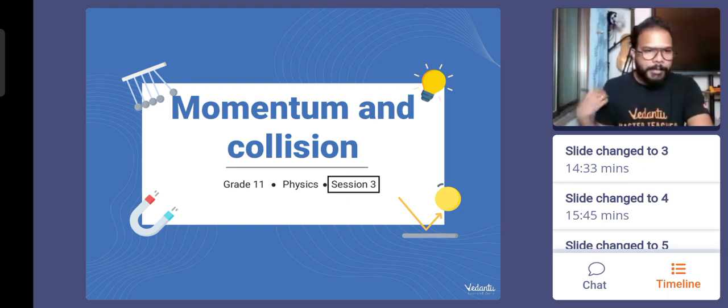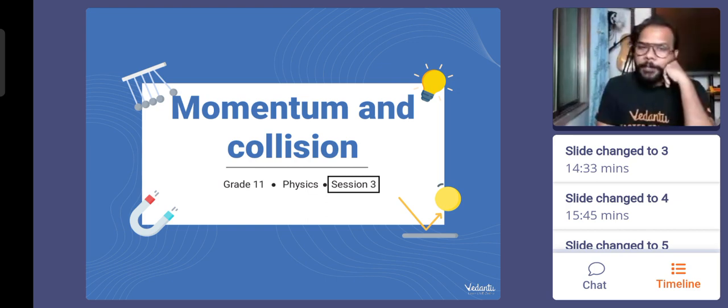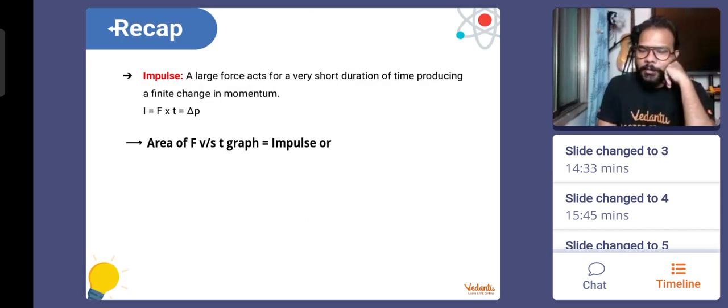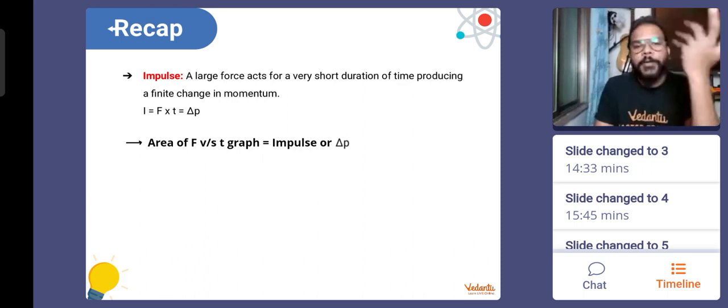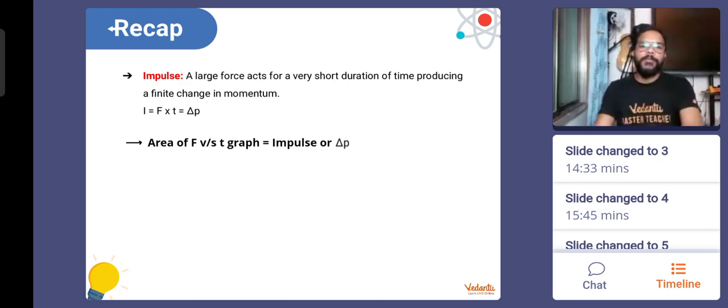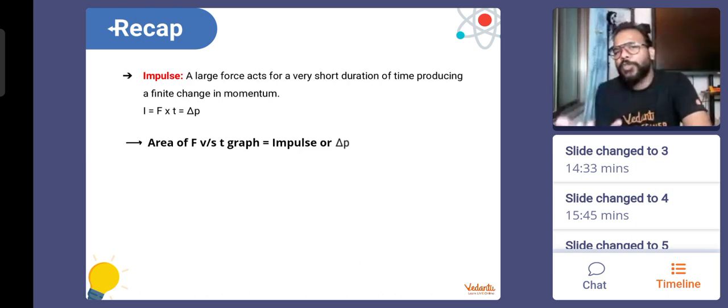Okay, so guys, this is our session number 3 on momentum and collision. In the previous session, we only spoke about impulse, so not much theory was covered. In the previous one, we solved a lot of problems. Impulse is basically when a large force acts for a very short duration of time, or a force is acting for any duration of time for that matter. But if specifically for a short duration of time, then we'll call it an impulsive force.